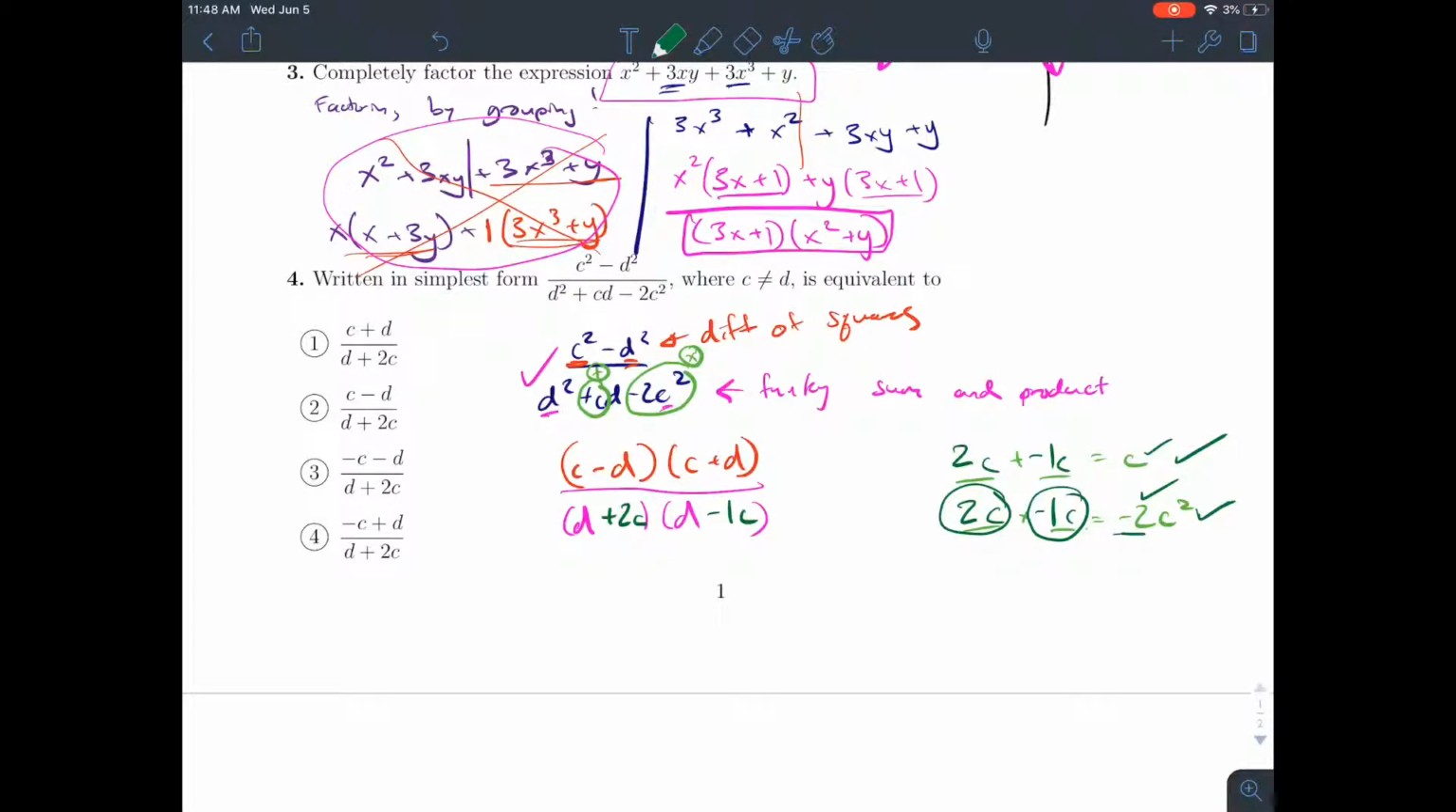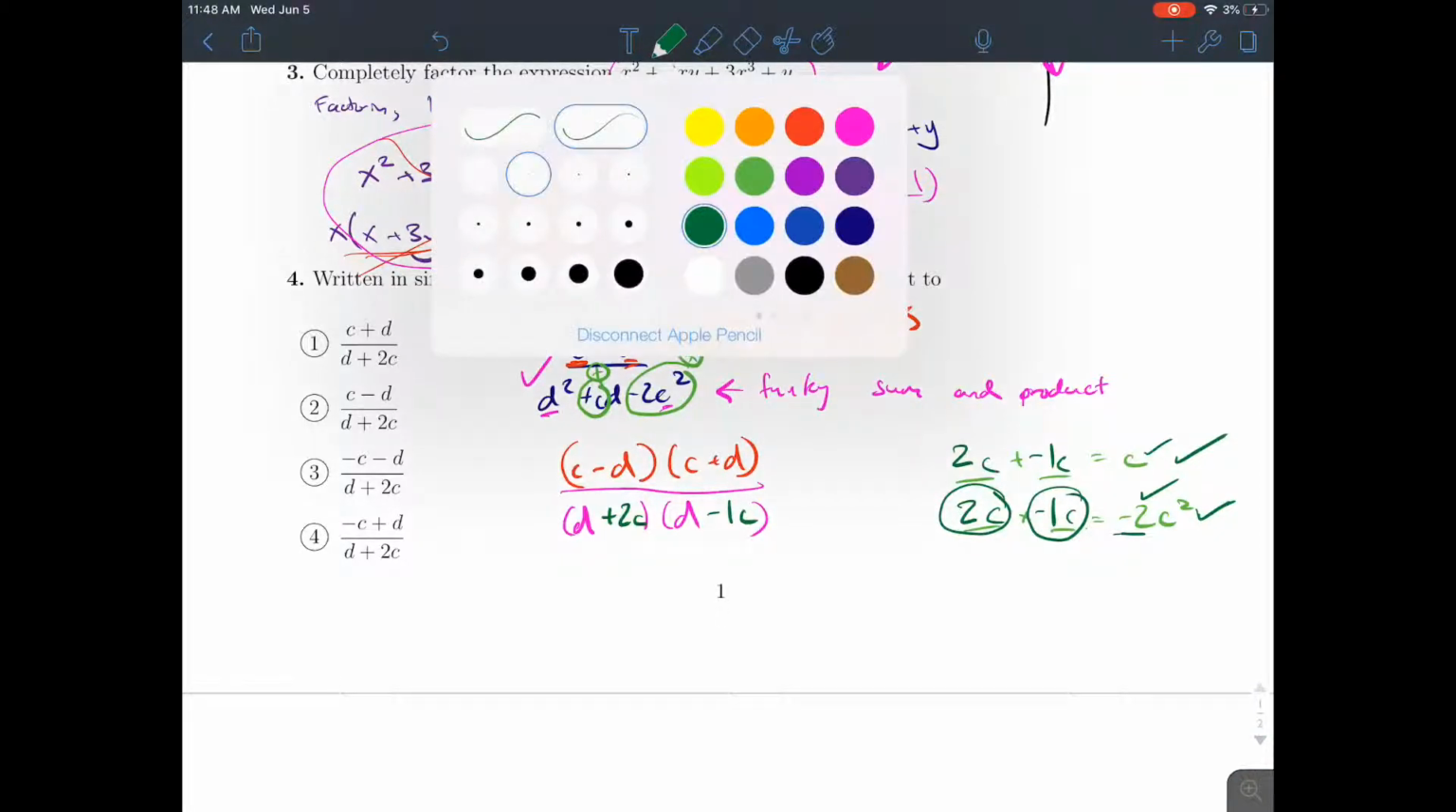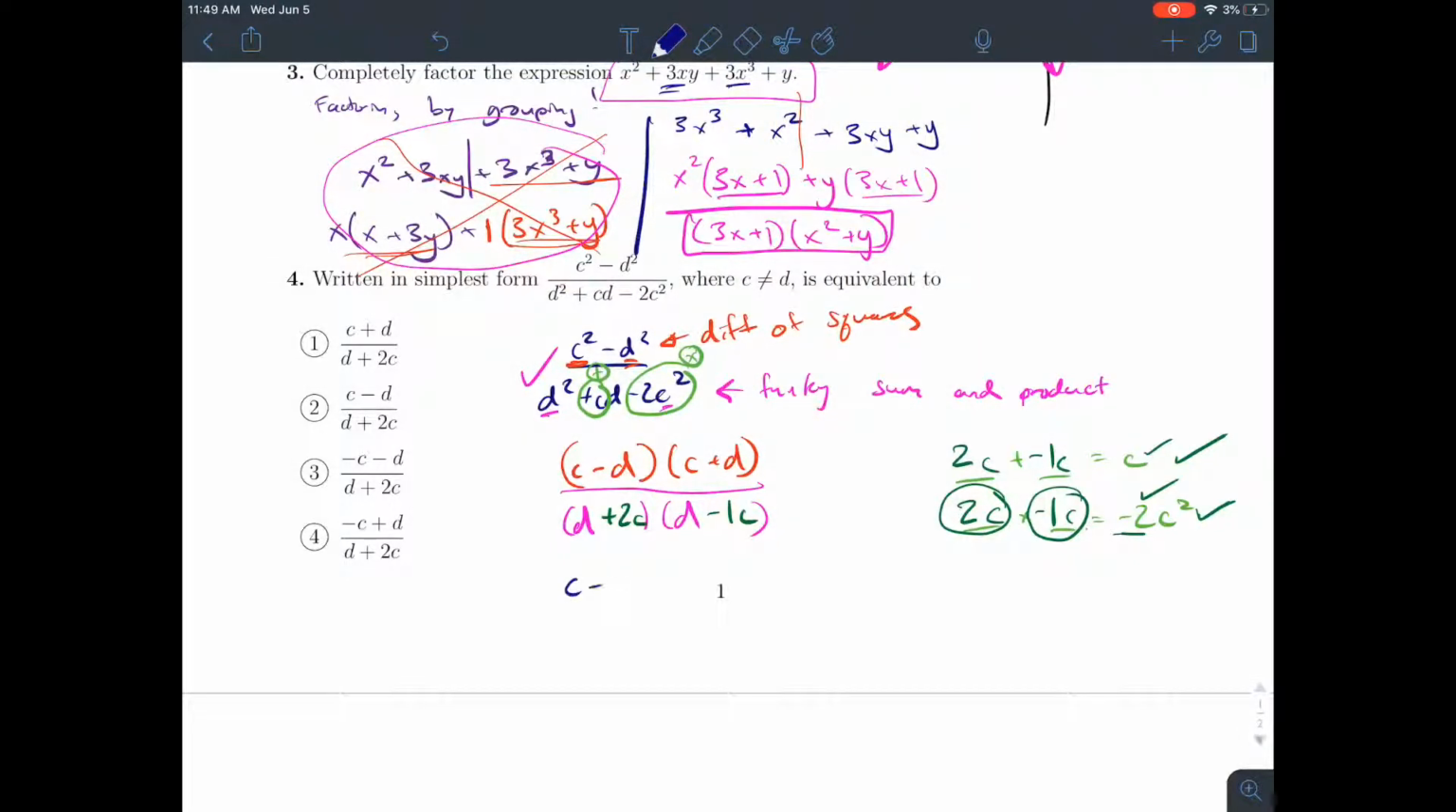And so what we can do now is cancel out the like terms, but this is a little problematic. It doesn't look like anything's alike yet. So let's keep going one step further. We've got c minus d times c plus d all over d plus 2c times d minus c. Now, even though we don't have any like terms, we do have two terms that are very similar, this term right here and this term right here. The only thing that differs is the signs.